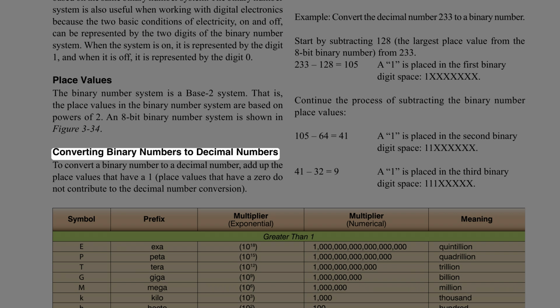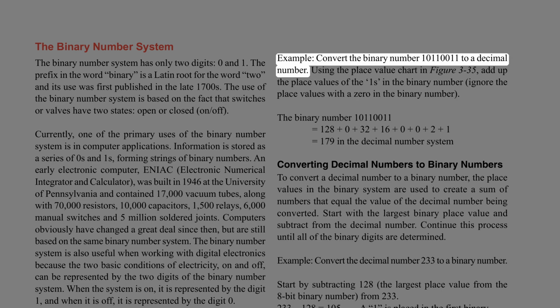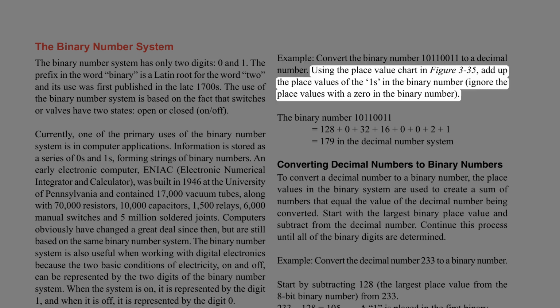Converting binary numbers to decimal numbers. To convert a binary number to a decimal number, add up the place values that have a 1. Place values that have a 0 do not contribute to the decimal number conversion. Example: convert the binary number 10,110,011 to a decimal number. Using the place value chart in figure 3-35, add up the place values of the ones in the binary number. Ignore the place values with a 0 in the binary number.